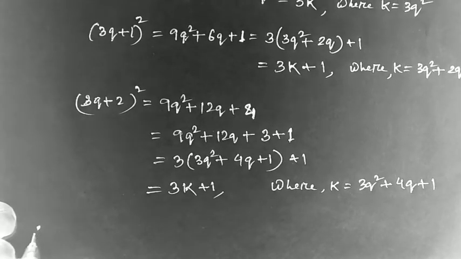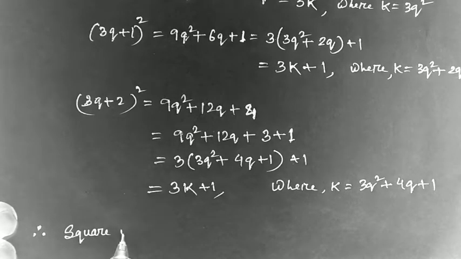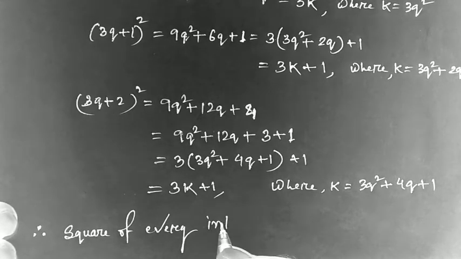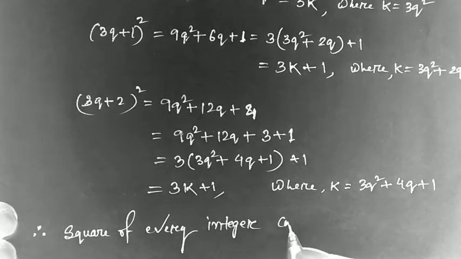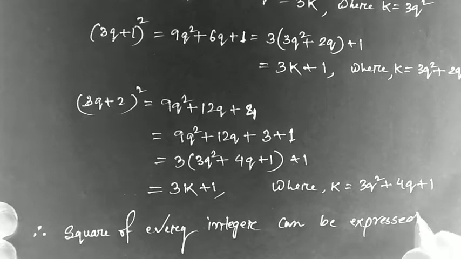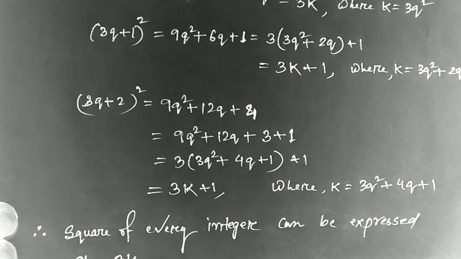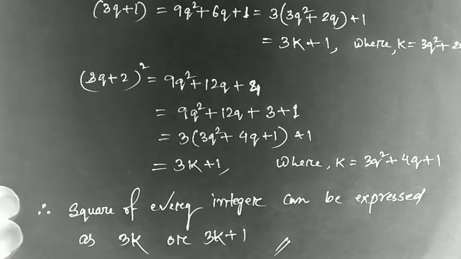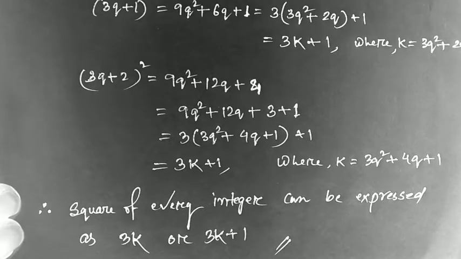Therefore square of every integer can be expressed as 3k or 3k plus 1. Very easy, no? So we will see the next question. Next question you can also do in the same way. So I am proceeding to the next question.